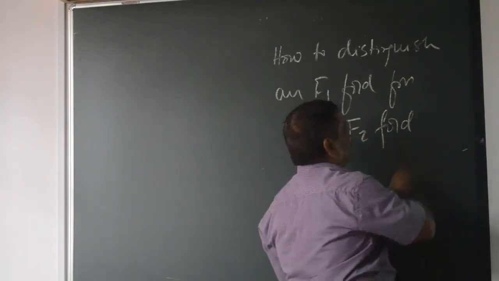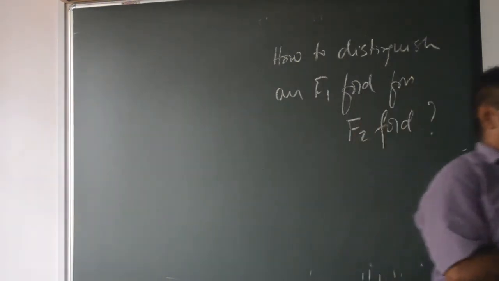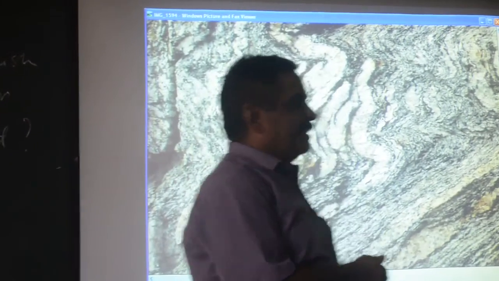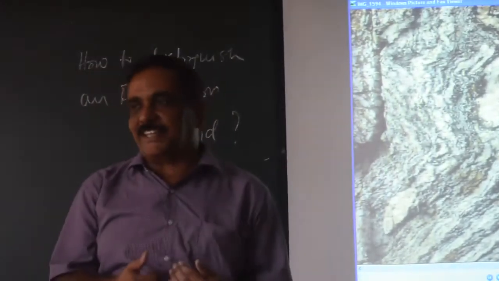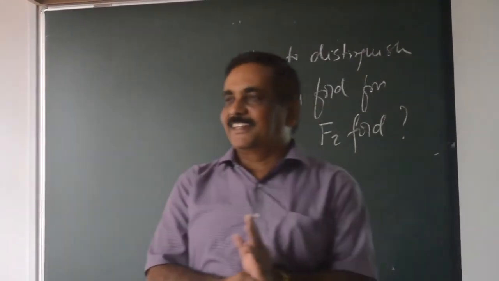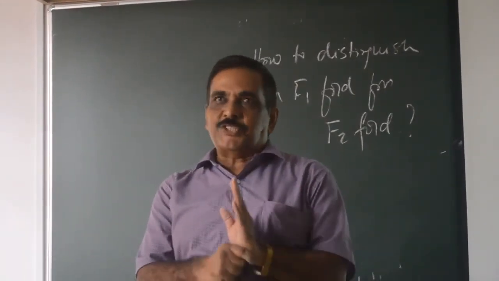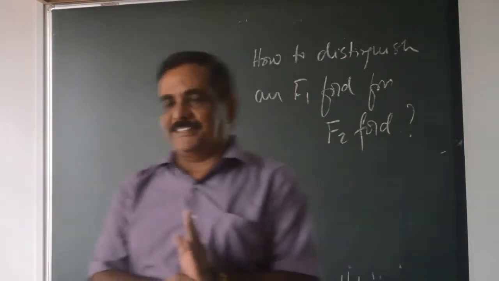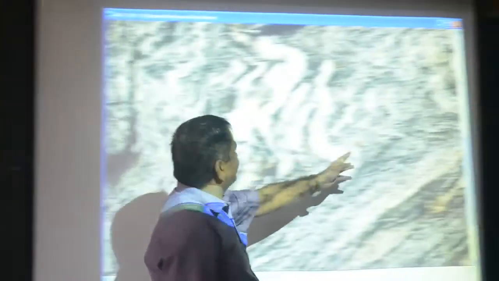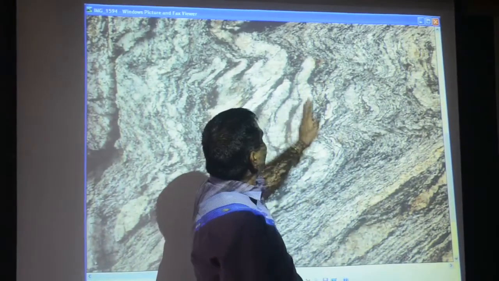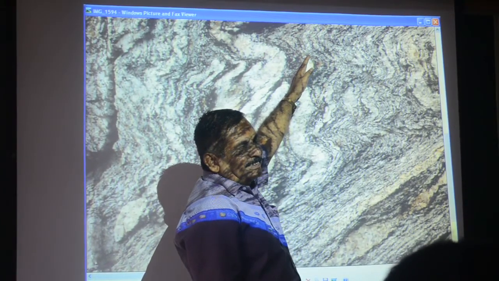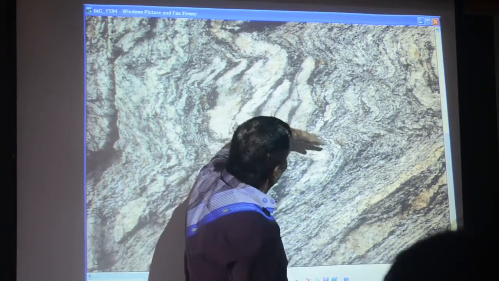So this question comes from me. I went to the field, I saw so many folds, whether it is an F1 fold or an F2 fold, how to distinguish? What would be the answer? Tell me. F1 fold will be? Schistosity plane will be parallel to its axial plane. Is it that? Schistosity plane, is it schistosity plane? Its axial plane will go parallel with it. What is an F2 fold? An F2 fold will be like this.